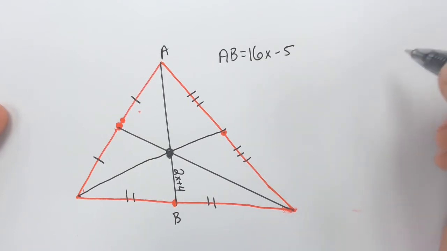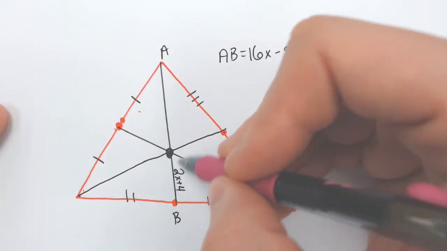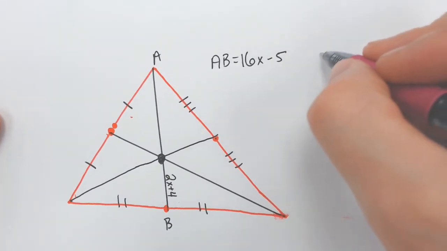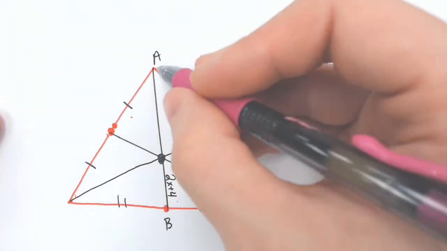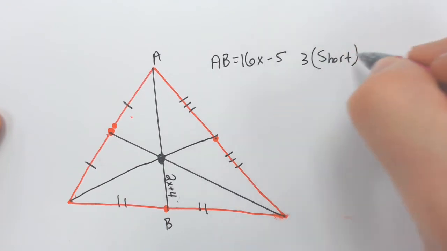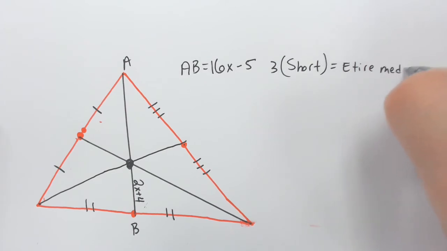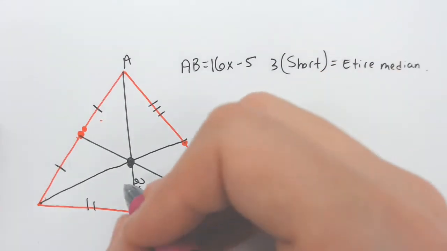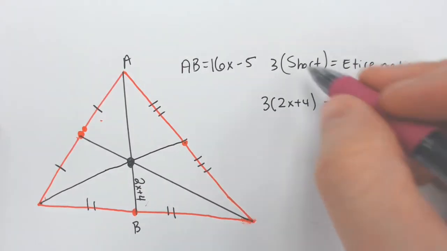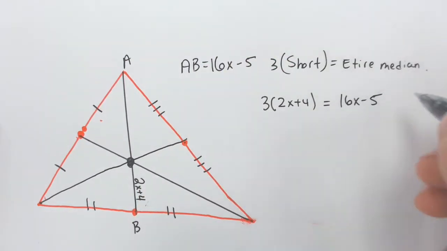Now, in this scenario, we're going to have to realize the special relationship that is here and the entire way across. So the special relationship is that if you take the short side and triple it, you get the entire thing. It is the short side times 3 equals the entire median. So I will have to do 3 times the 2x plus 4 to equal all the way across, and all the way across was 16x minus 5.